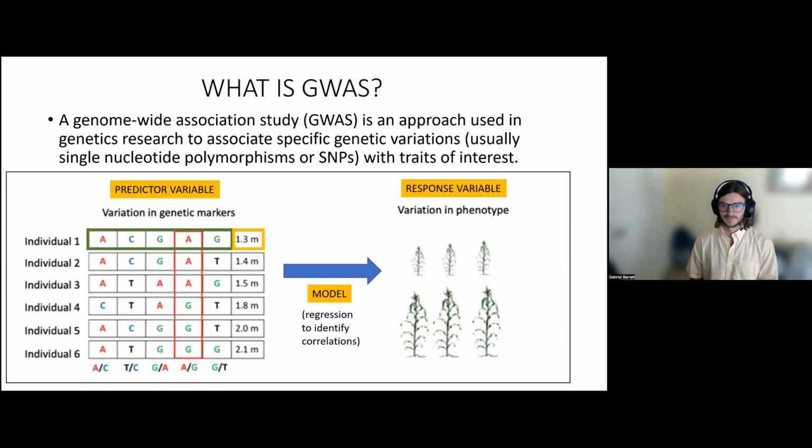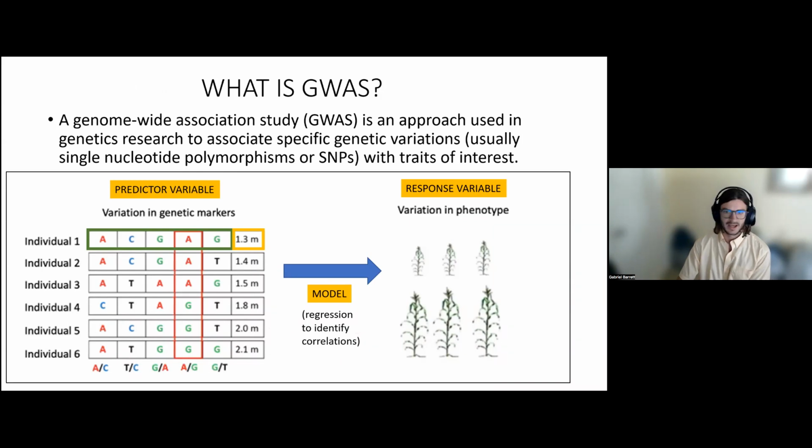So let's get to it. First, GWAS stands for Genome-Wide Association Study, which is an approach used in genetic research to associate genetic variation, usually single nucleotide polymorphisms, with the trait of interest. Now, a single nucleotide polymorphism is a substitution of a single nucleotide at a specific position in the genome, and that should be present in a relatively large fraction of the population for analysis.